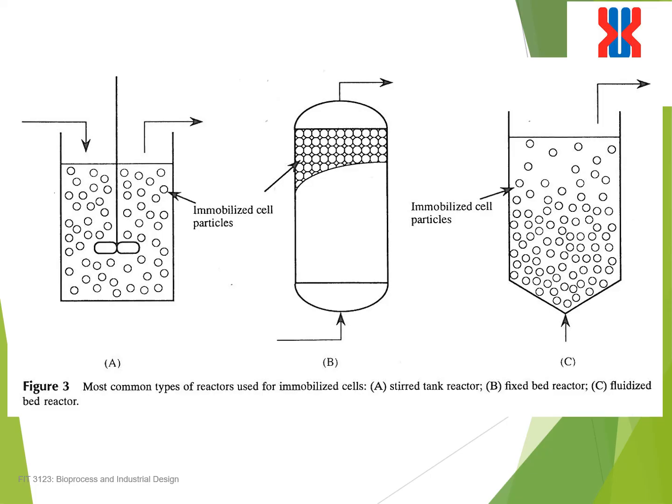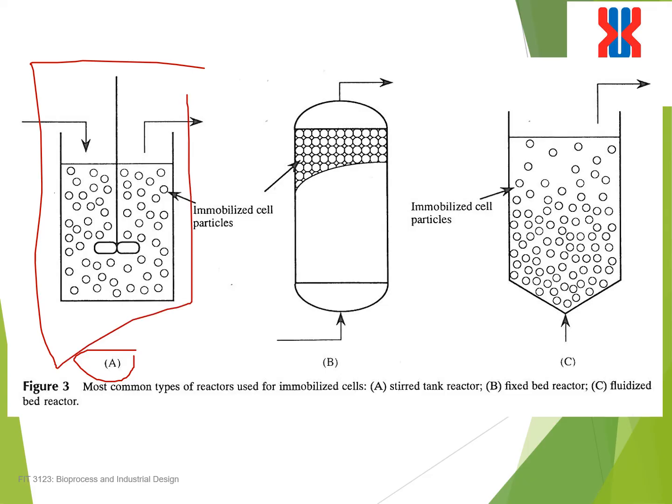The first one, A, is actually a stirred tank. So for the stirred tank, this is the immobilized cell, the round ones here, this is your immobilized cell. Okay. So for this case, you need to make sure that the immobilized cell you choose must be resistant to the movement of this impeller. If not, it will burst.